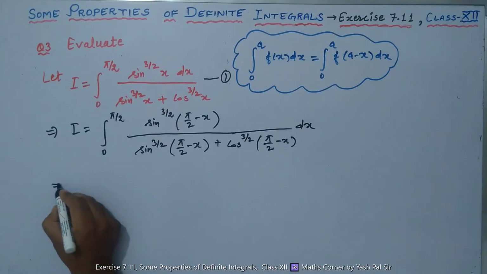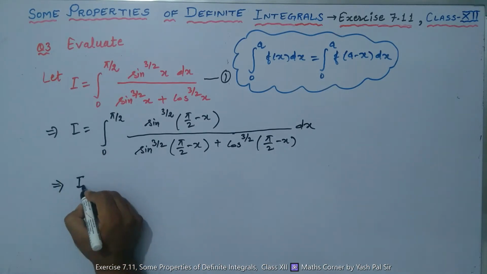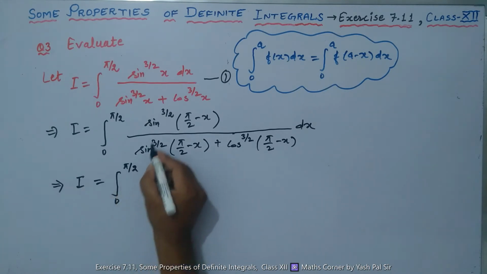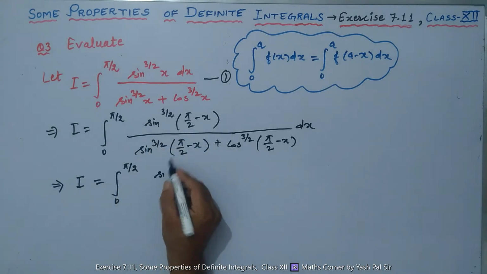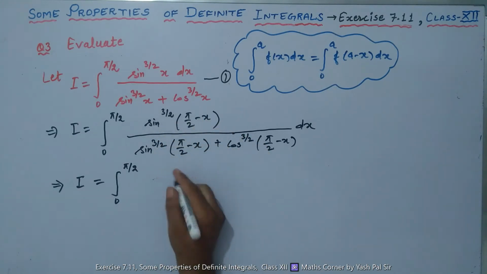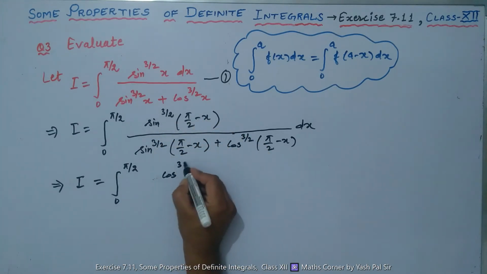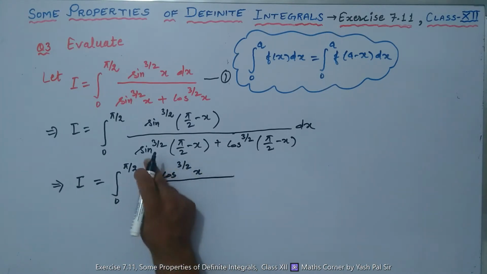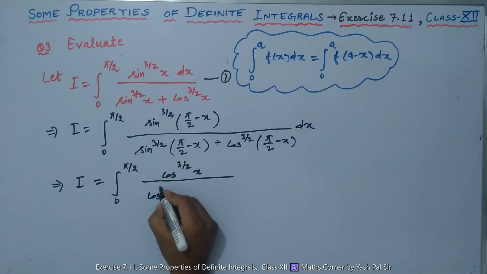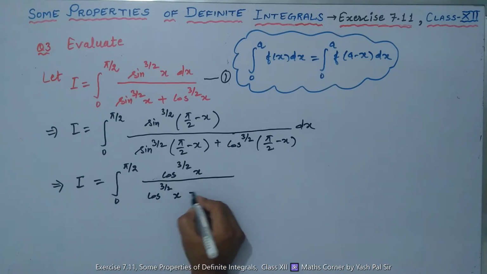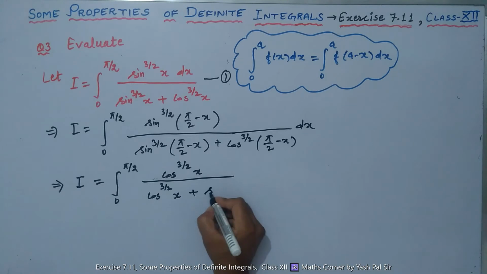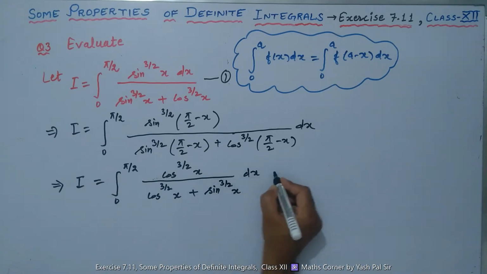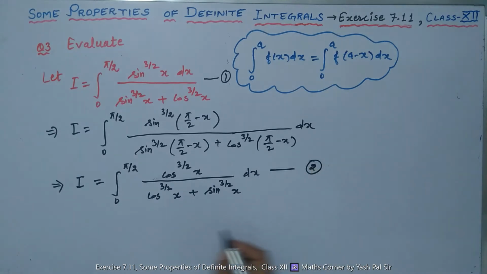So this way the question becomes I is equal to limit 0 to pi by 2. This is sine of (pi by 2 minus x) means cos raised to power 3 by 2 x, whole divide, this becomes cos raised to power 3 by 2 x plus this becomes sine raised to power 3 by 2 x into dx. This is equation number 2.